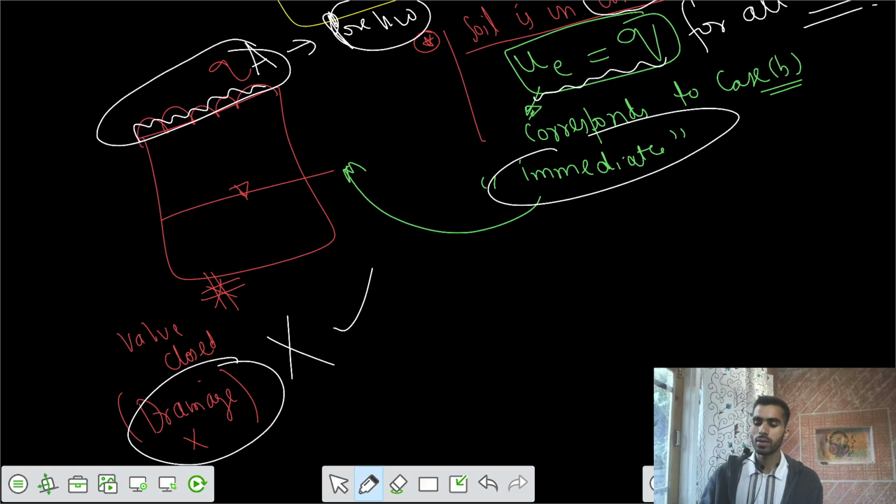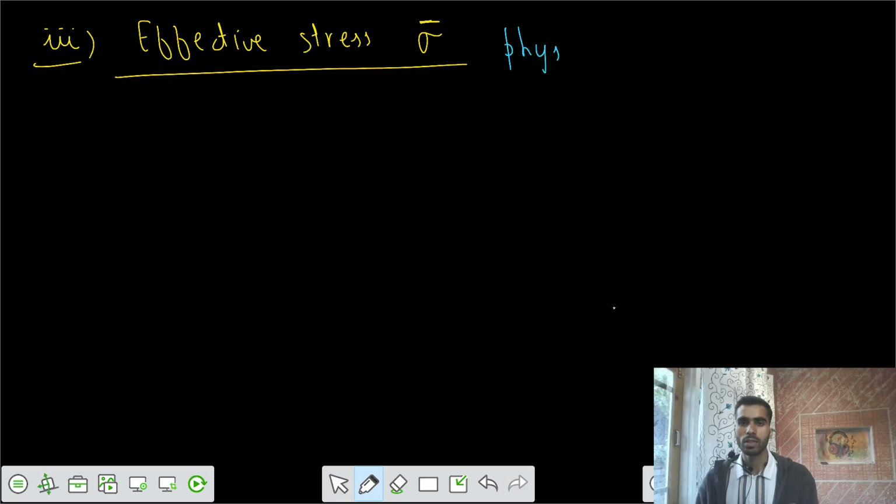Let's go for the third kind of stress, which is our important one. We call it effective stress. The name of this topic is actually based on this effective stress. We denote effective stress by sigma bar, and we say that this is not a physical parameter.